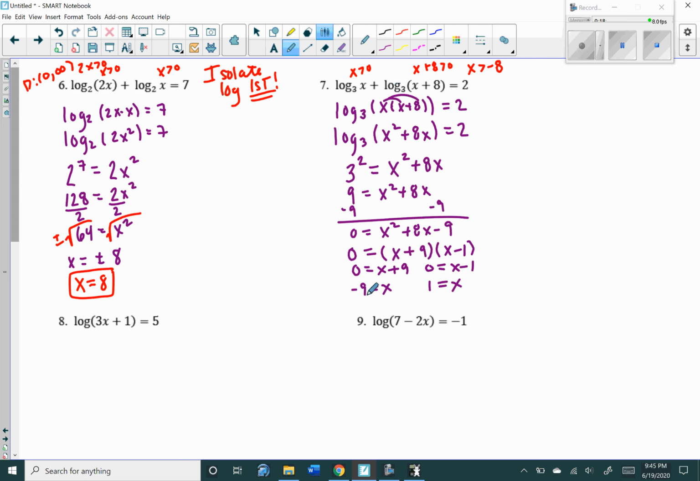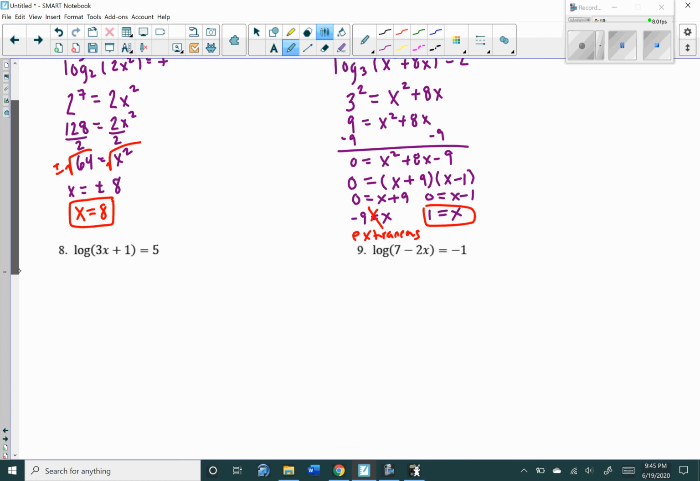So -9 is extraneous. So this solution does not work. And 1 is bigger than 0, so therefore this solution does work. Again, you can plug it into your calculator to check as well if you want to. We're just going to go ahead to the next one.